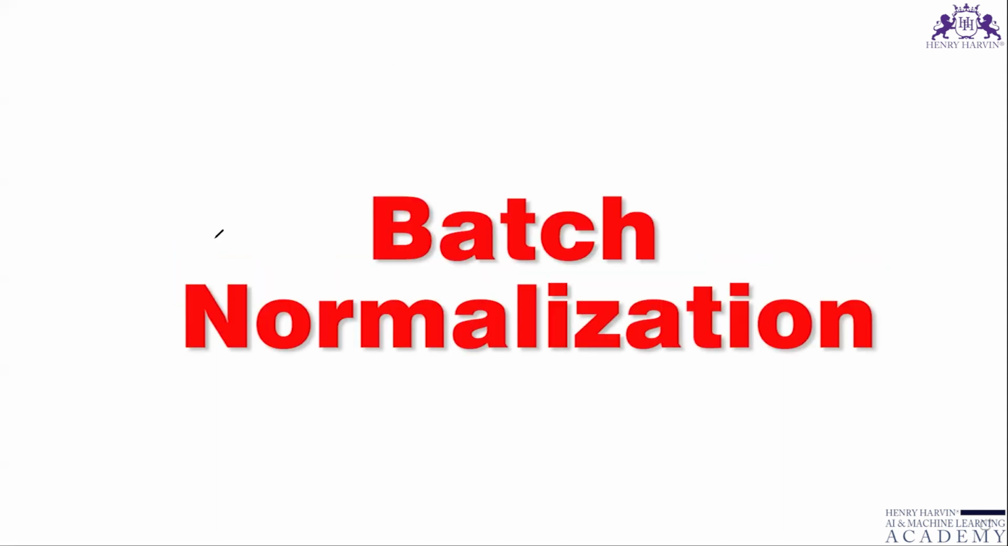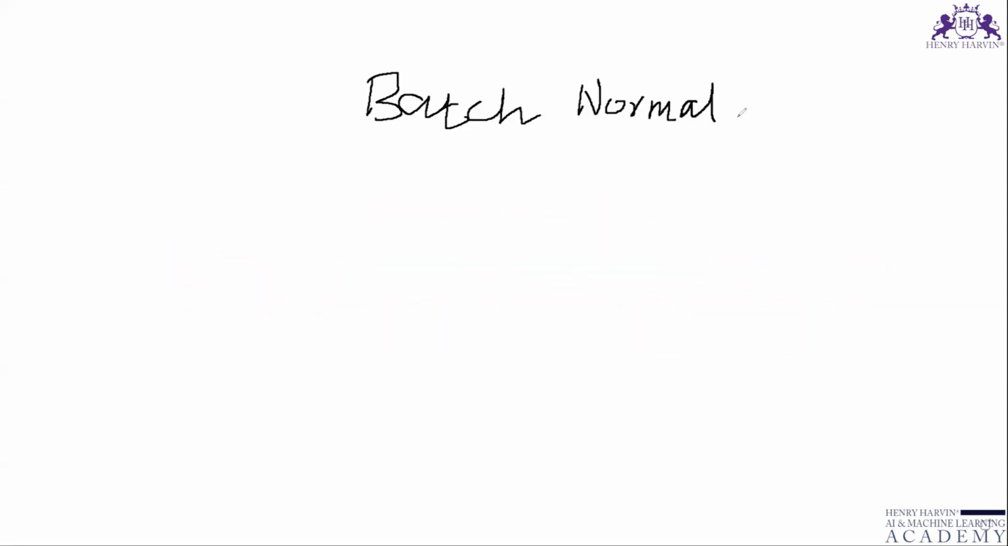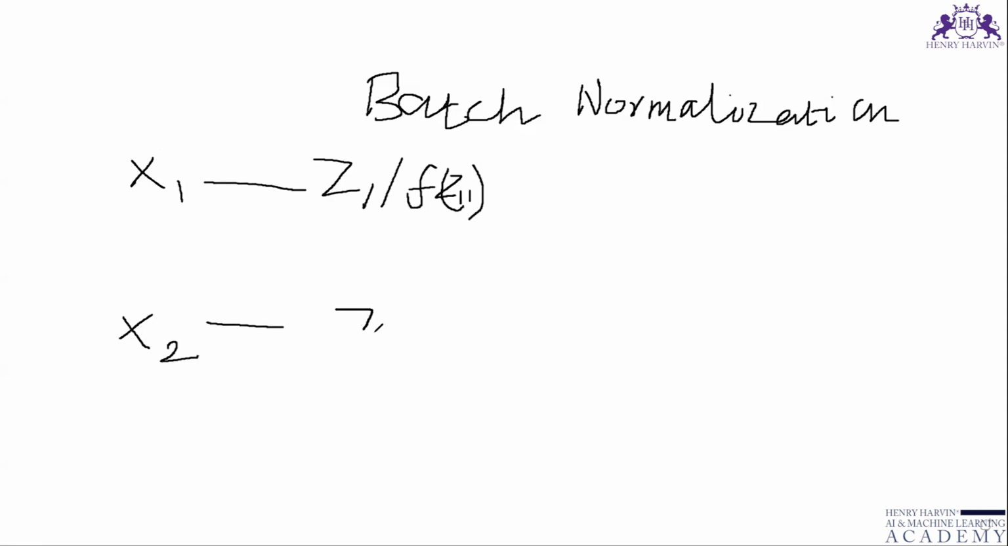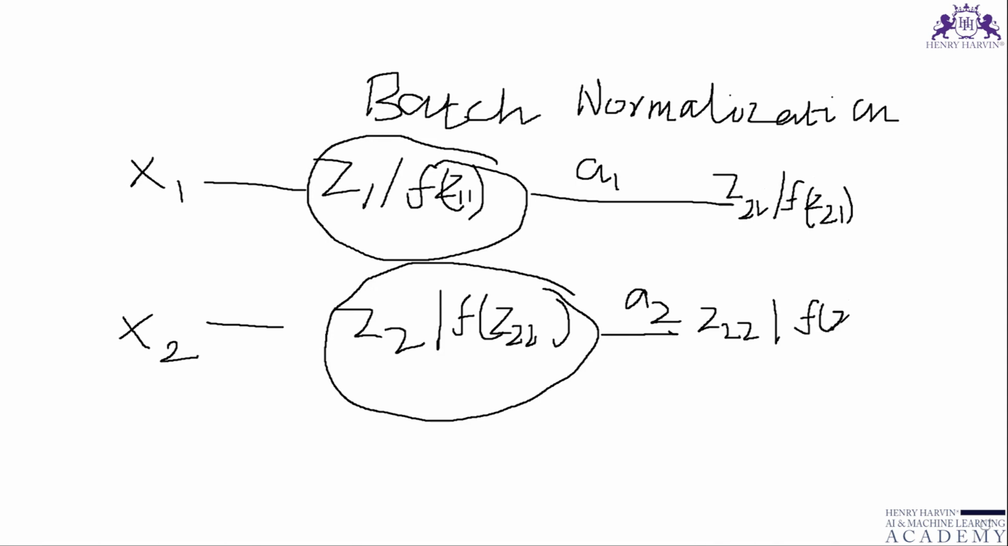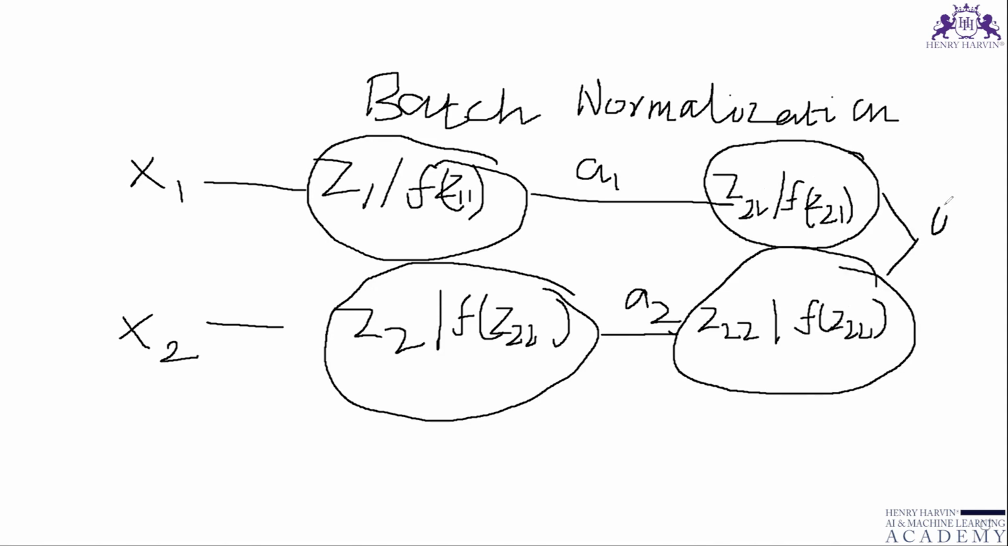Discuss about batch normalization. This is a very important concept to understand. Let me draw the diagram and explain the concept to you. There are basically two inputs, and similarly here Z2 is a function of Z22. So the output is A1. Again here Z21 is a function of Z21, A2, here Z22 is a function of Z22, and then this will be the output. Let me explain this diagram first.